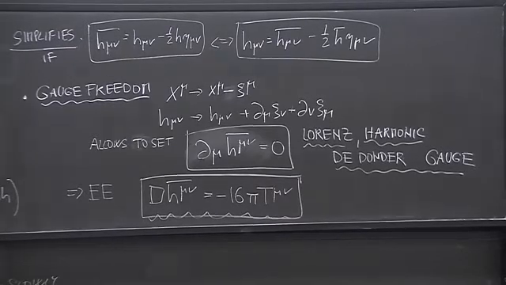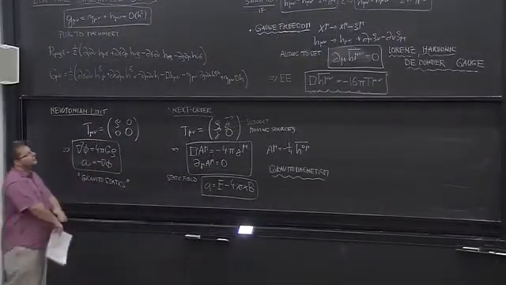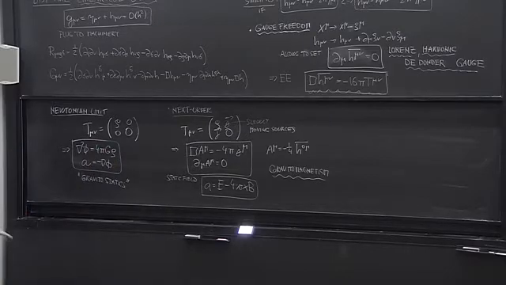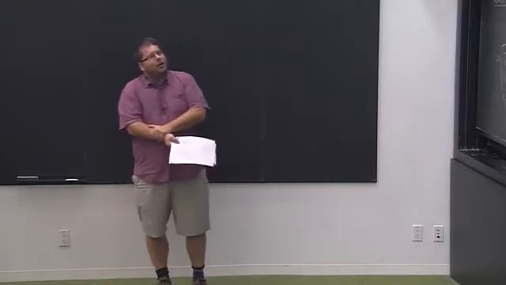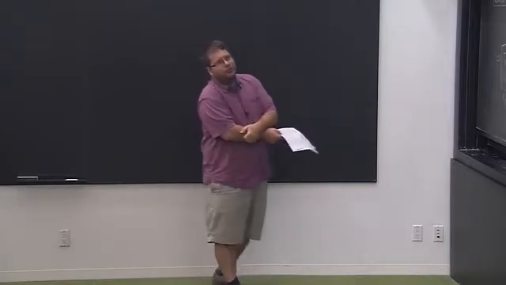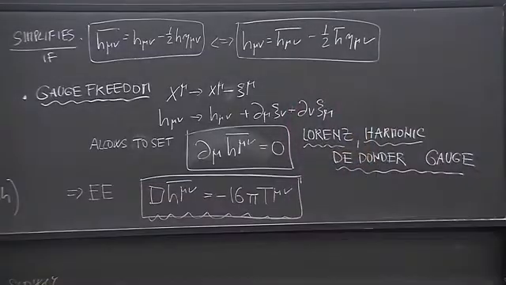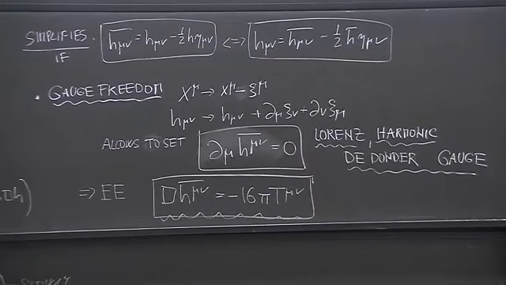It will be up to you in your homework to convince me that this allows you to impose the divergence gauge, so the divergence of h mu nu bar equals 0. This is an analog of the Lorentz gauge in electromagnetism, which is just d mu a mu equals 0. It's also sometimes called harmonic gauge or the de Donder gauge. They are all the same thing. Why harmonic gauge, we will see in a minute.